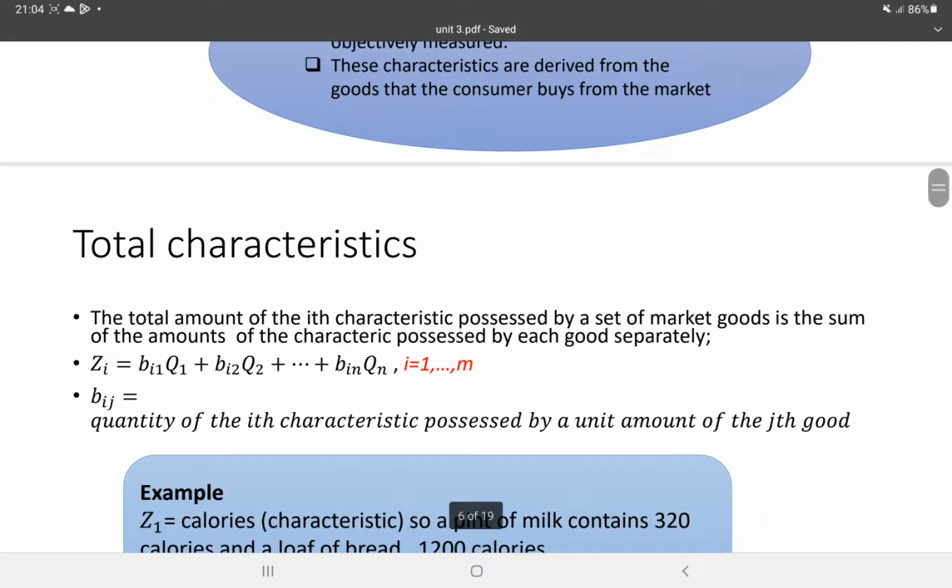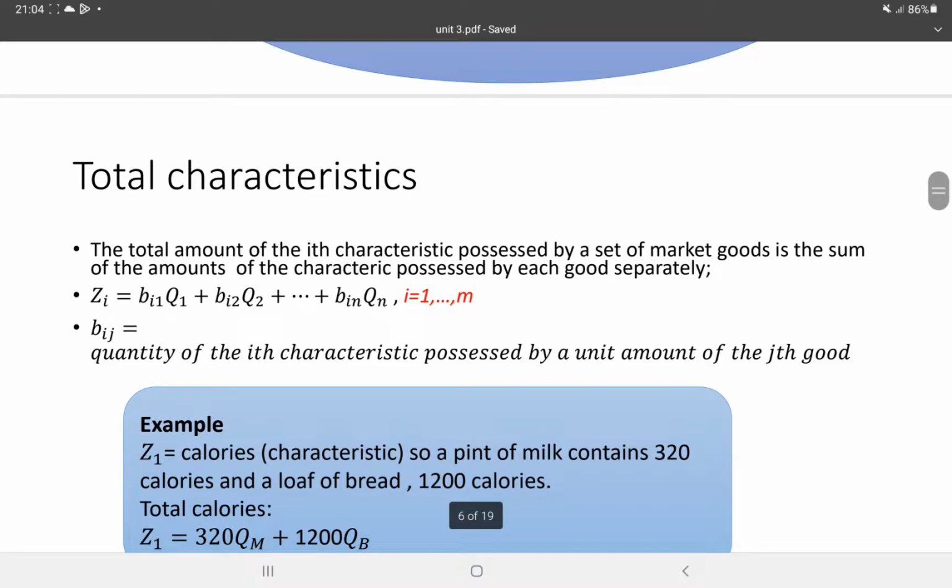So when we look at the total characteristics, the total amount of the ith characteristic possessed by a set of the market goods is the sum of the amounts of the characteristic possessed by each good separately. I'll repeat, the total amount of the ith characteristic possessed by a set of the market goods is basically the summation of the amounts of the characteristic possessed by each good separately. So basically you're trying to add together the characteristics possessed by each good separately so that you can make up the total amount of the ith characteristic of a set of some market goods.